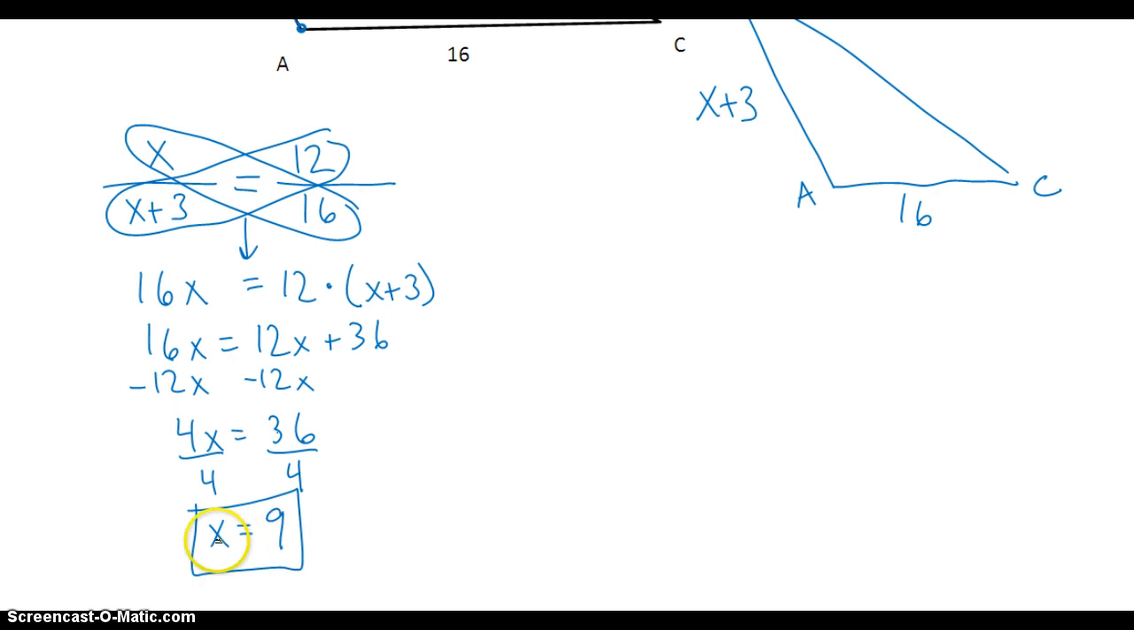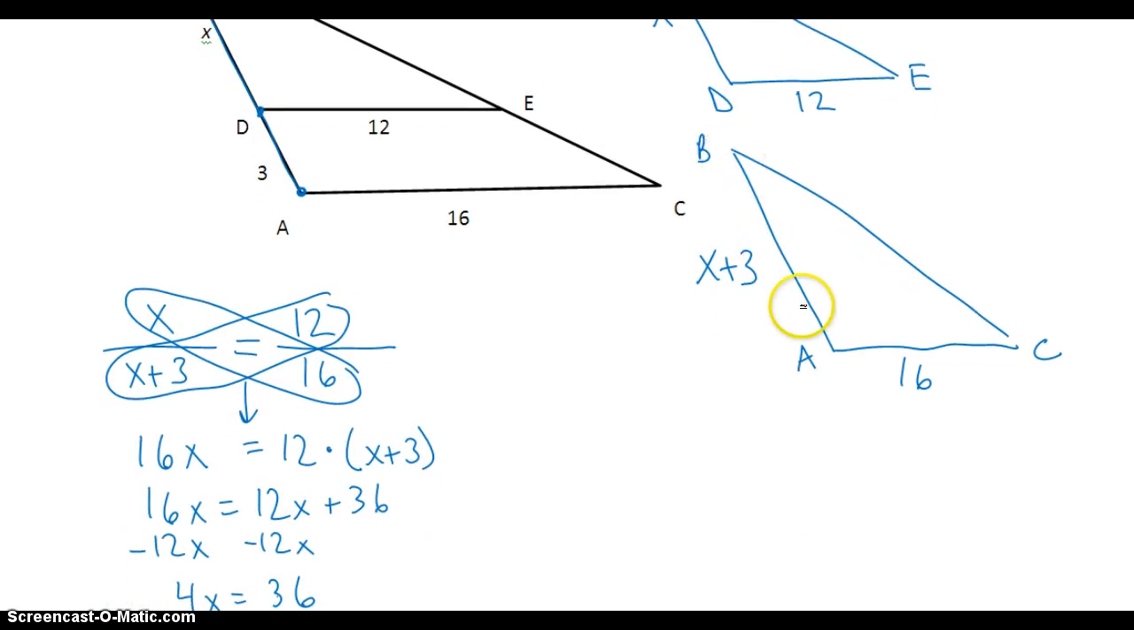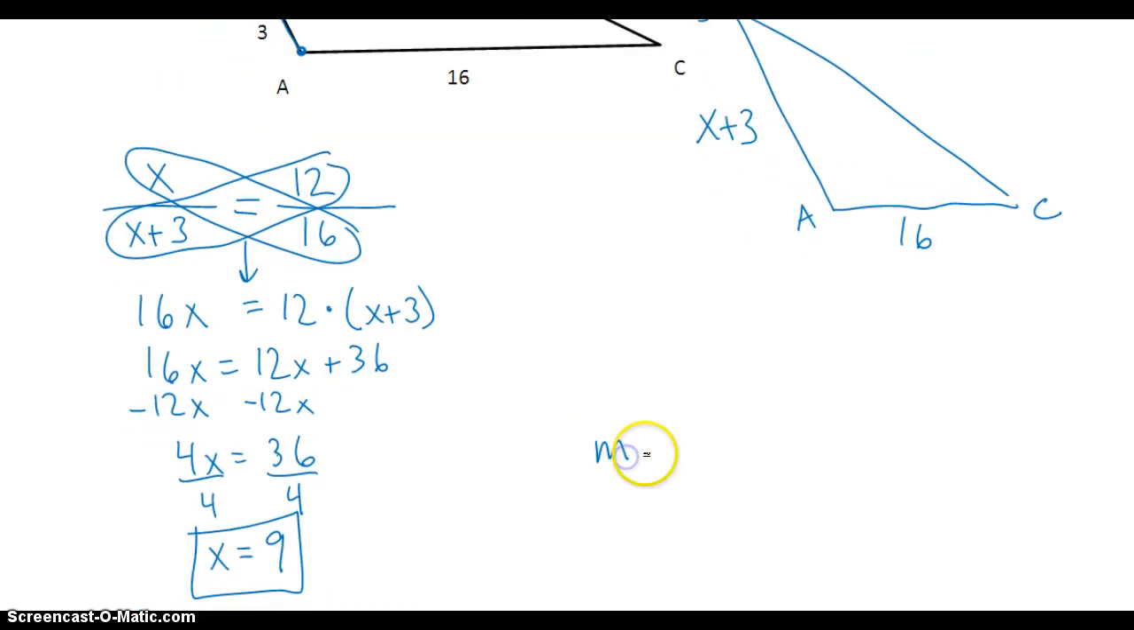Now it looks like I'm done here. I solved for x, I got x equals 9. But if I read my original instructions, I need to find the measure of BA. Well, if I want to find the measure of BA, and I know that x is 9, BA is going to be 9 and 3 for a grand total of 12. So my final answer is the measure of segment BA equals 12, 9 and 3.